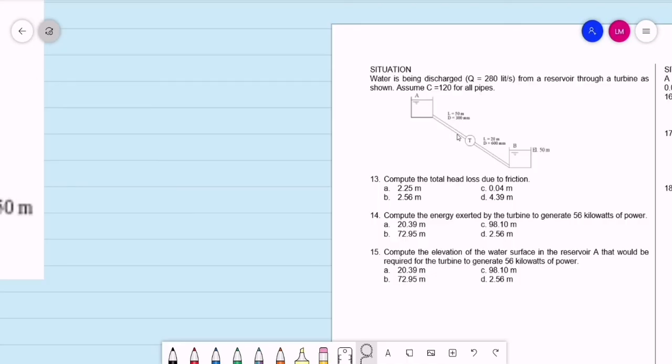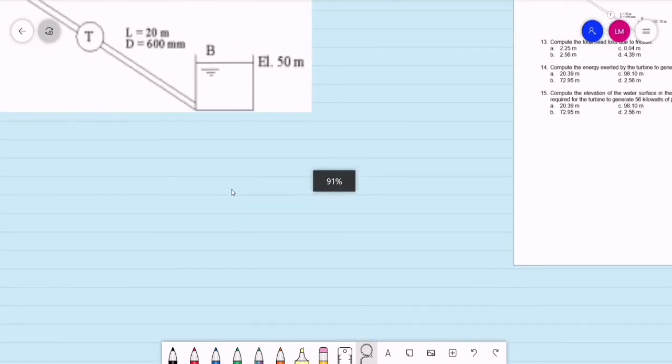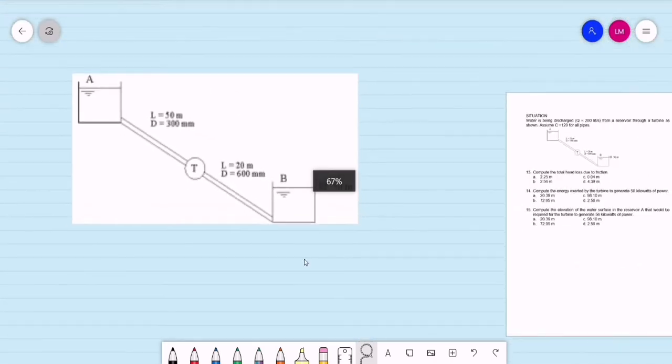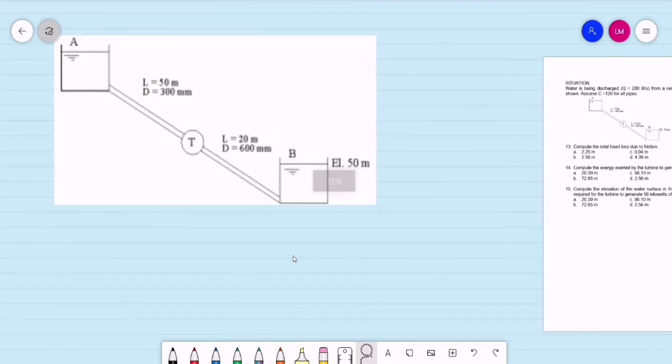Okay, try naman natin. Problem 13 to 15. So, water is being discharged. So, Q is equal to 280 liters per second from a reservoir through a turbine as shown. So, assume C equal to 120 for all pipes. Number 13, compute the total head loss due to friction. So, since ang given is C, gagamit tayo dito ng Hazen-Williams. Okay, this is for question number 13.